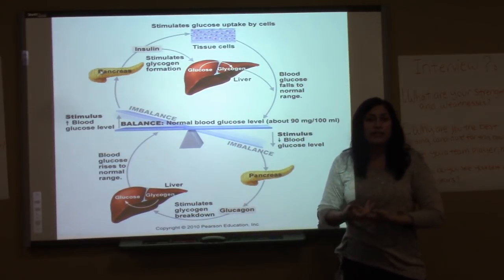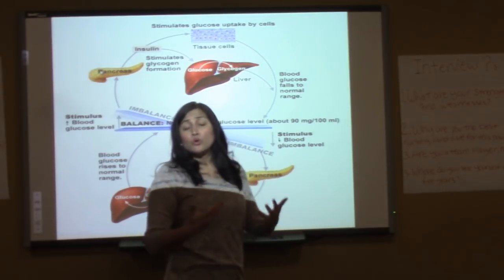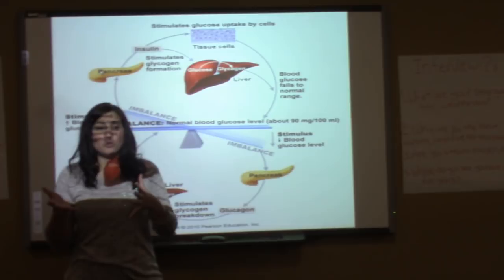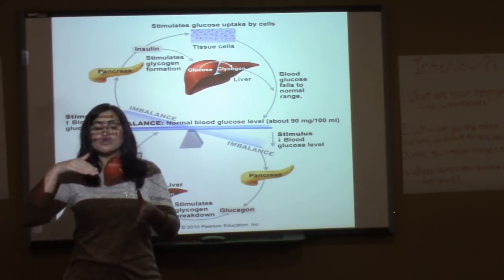So, insulin is usually released after eating because your blood glucose levels have increased. Glucagon is usually released a couple of hours after eating, okay? Because your glucose levels start to fall.